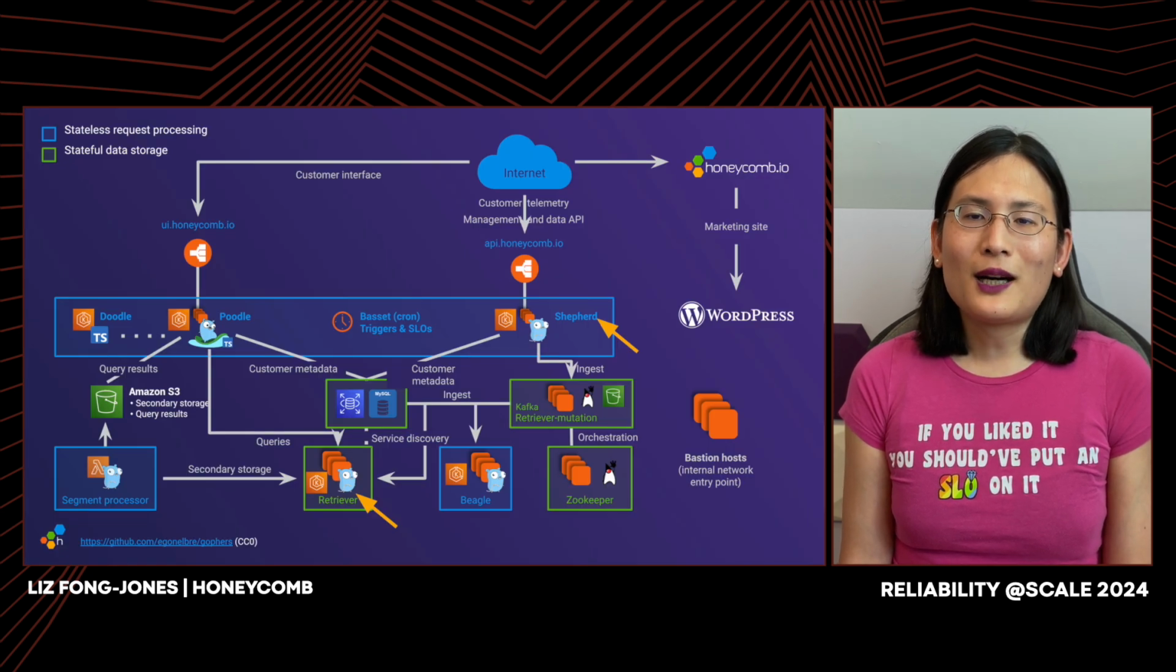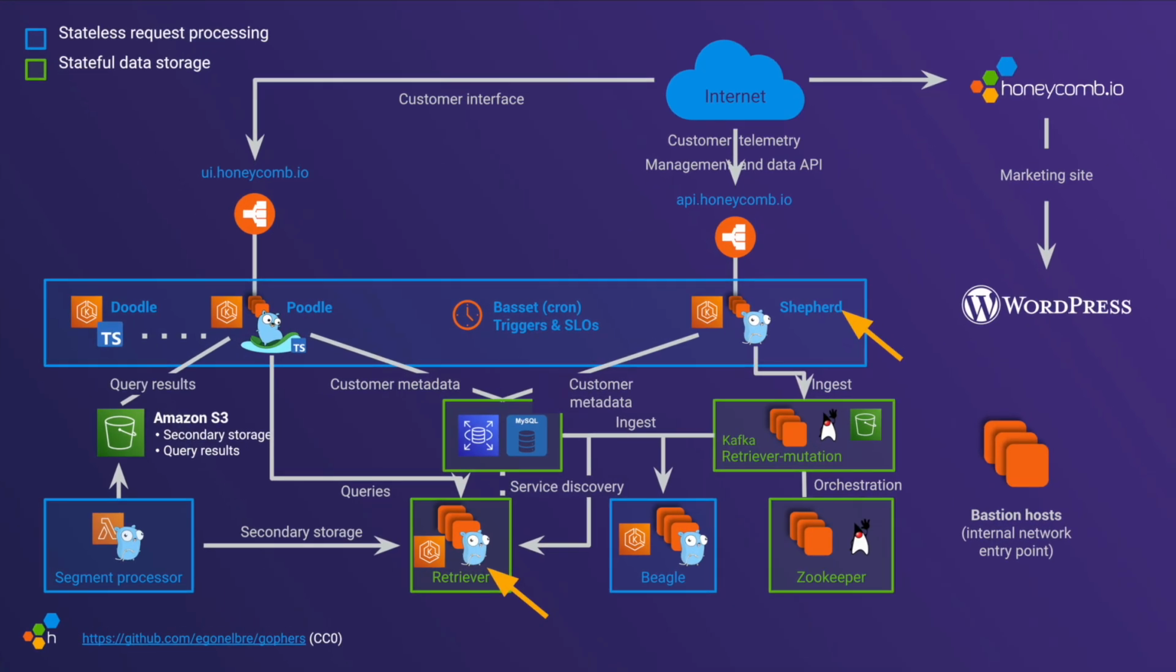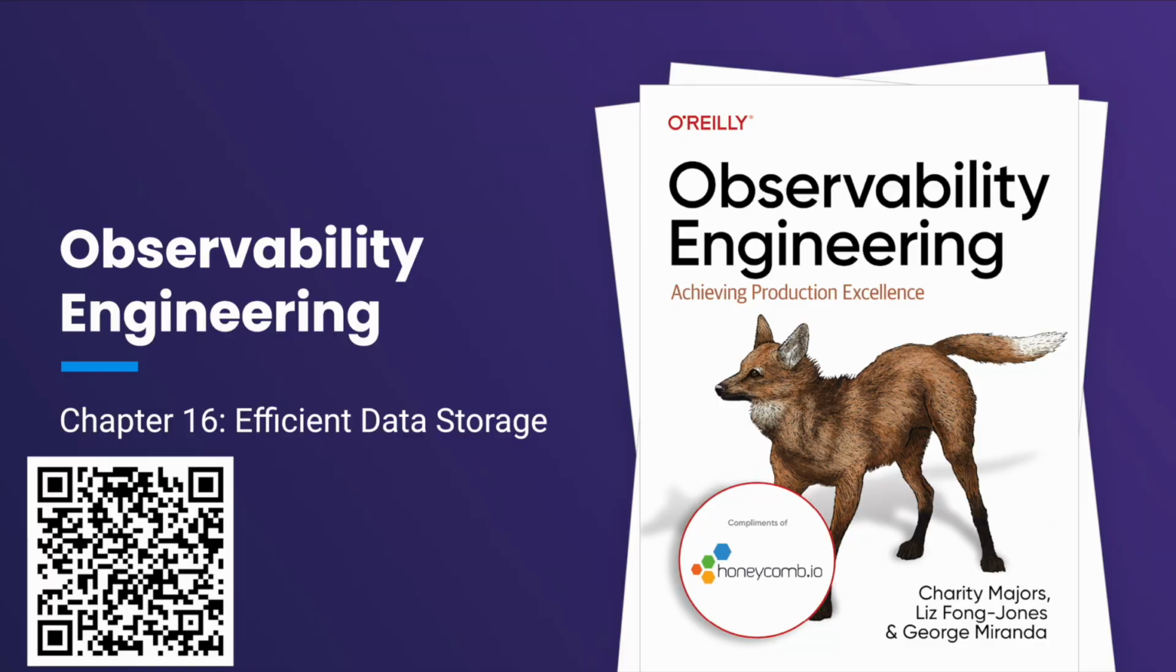So we did this by modifying shepherd and retriever, and this was very much like changing the wheels on the race car while it was in flight, because we had users that needed to be able to continue sending data while we were rearranging their data for them.